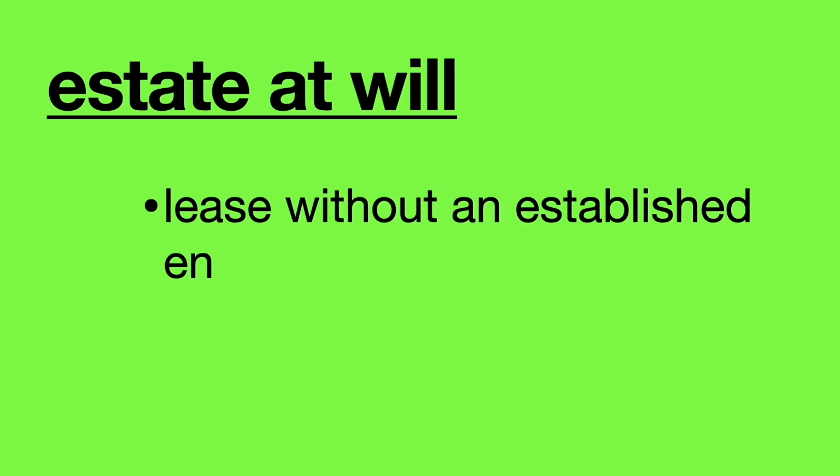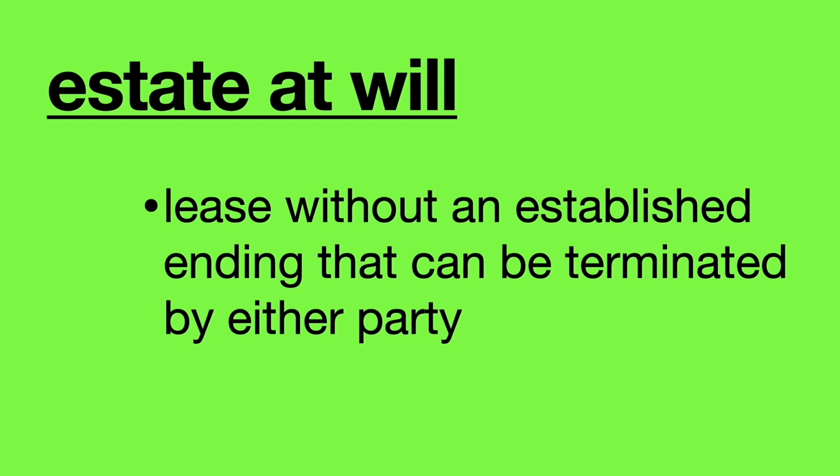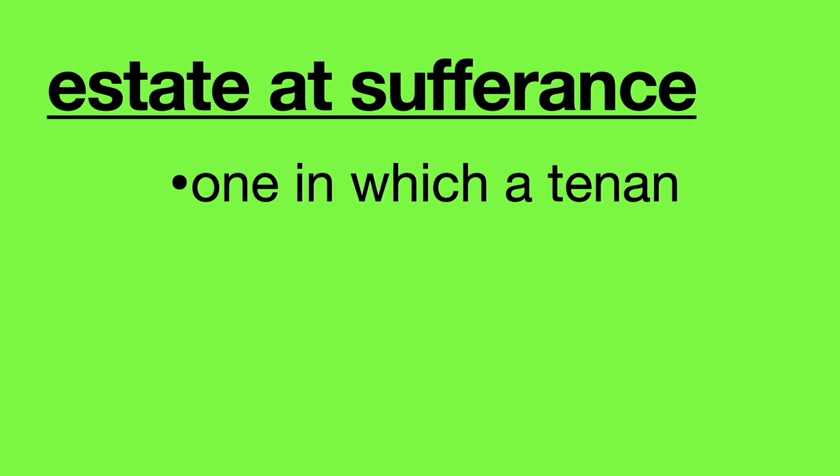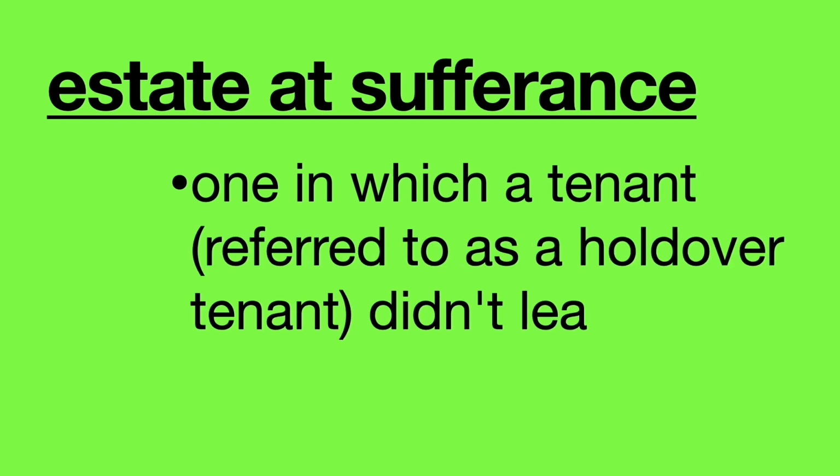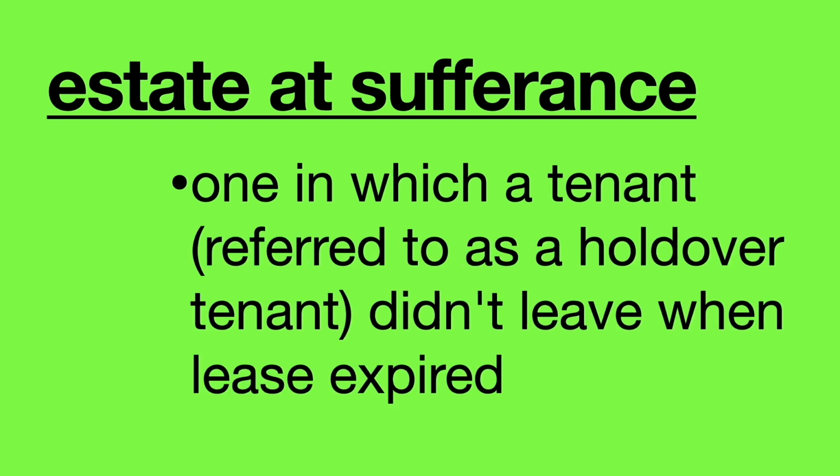A periodic estate is a lease that automatically renews at the end of its term, such as a month-to-month lease. An estate at will is a lease without an established ending that can be terminated by either party. An estate at sufferance is one in which a tenant, referred to as a holdover tenant, didn't leave when the lease expired.